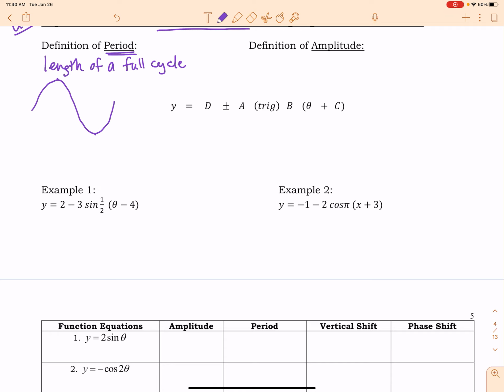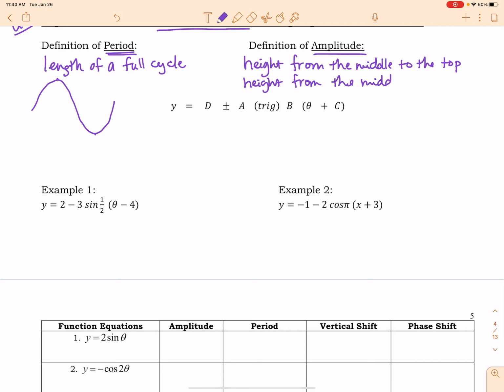All right, the other thing that is important, and new to us, is the idea of the amplitude. Well, the amplitude is the height from the middle to the top, and it's also the height from the middle to the bottom. What does that mean? Well, using top and bottom is not really mathematical, but it's easier for you to understand.